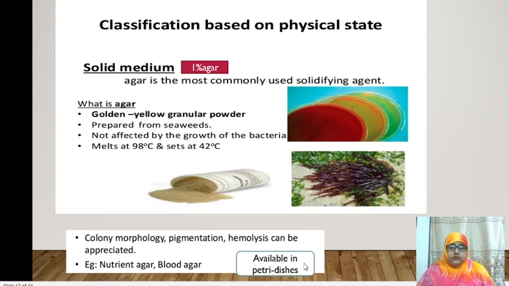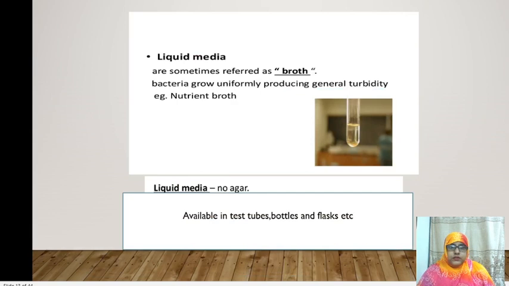Then liquid media, referred to as broth. Bacteria grow uniformly, producing general turbidity. You can see here at the bottom it is clear and in the upper layer it is turbid. This shows the presence of bacteria. Liquid media generally contain no agar. It is in liquid form, available in test tubes, bottles, flasks, etc.